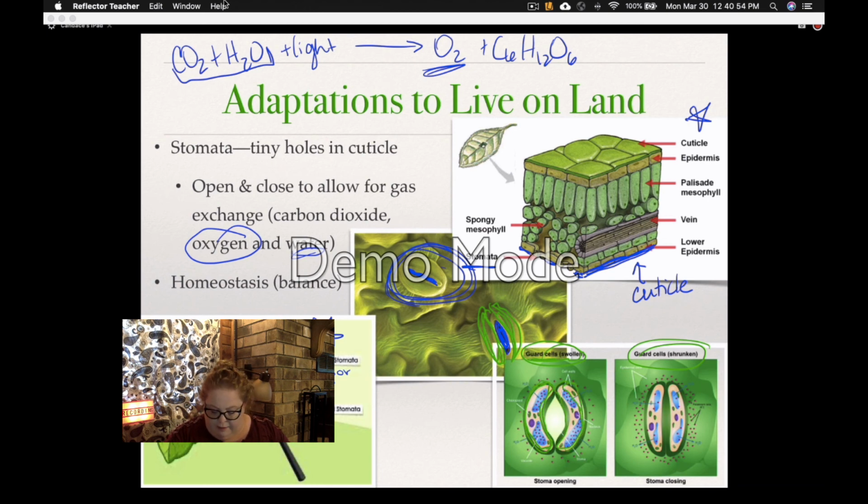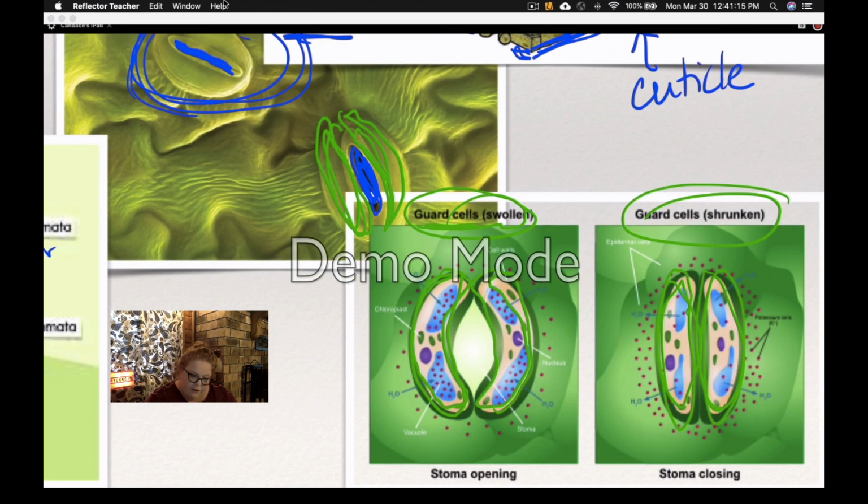The opening is the stoma or stomata. Stoma is singular, and stomata is plural. So the opening is the stoma, and the cells around it are the guard cells, which kind of makes sense. It's guarding that opening. And so in this drawing down here at the bottom, these little dots represent water. I don't know why they picked red, but I guess it's because there's already so much blue stuff on here. But these little dots are the water.